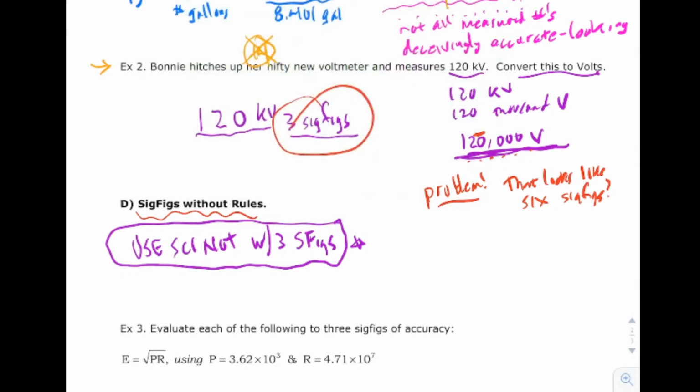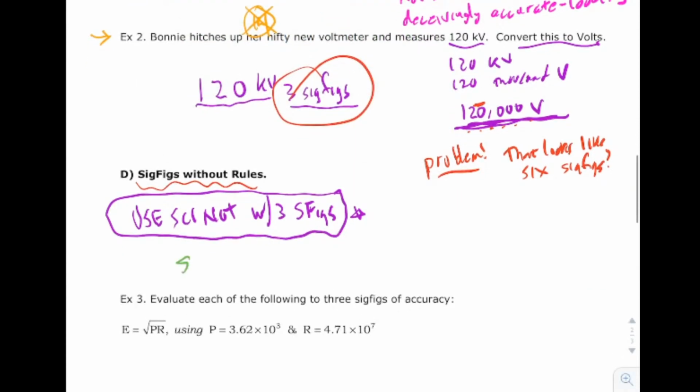How did I get into scientific notation? I went Shift, Setup, 7, and then a 3. That would be scientific notation with 3 sig figs.